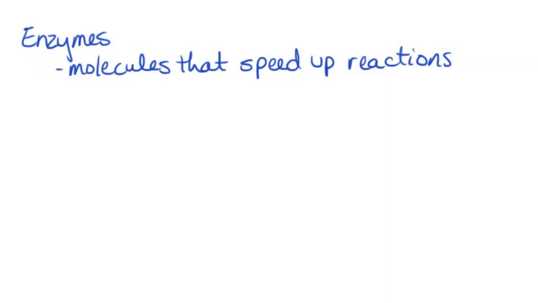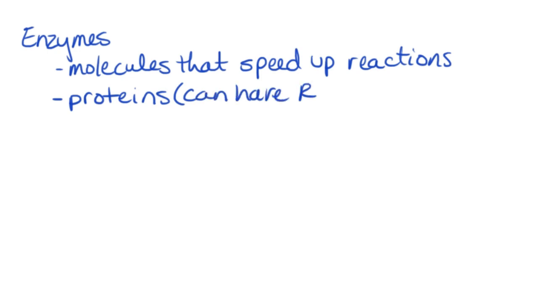Enzymes are going to be molecules that speed up chemical reactions. These enzymes, for the most part, are going to be proteins, but that is not 100% true. We will see in later chapters that we can have RNA molecules that function as enzymes as well. But for now, we are going to focus on these protein ones. So enzymes are speeding up reactions, making them go faster.